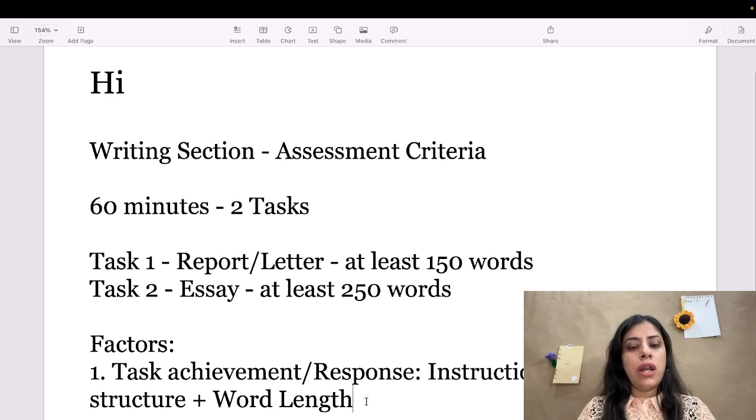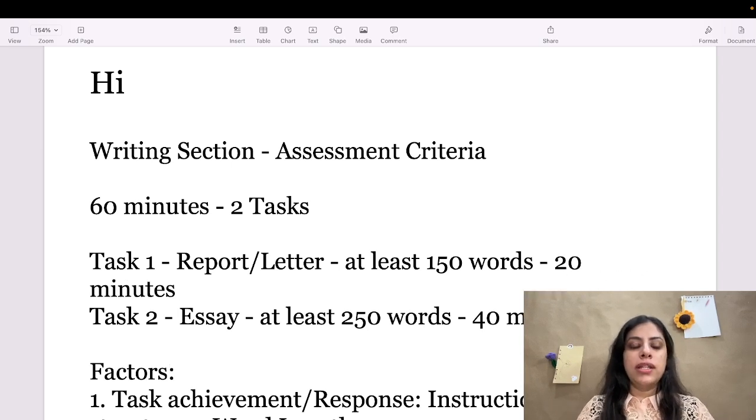Along with it, a general advice would be to manage your time well. The essay question will take longer, so spend 40 minutes on task 2 and spend 20 minutes on task 1. This is how you should divide your time.